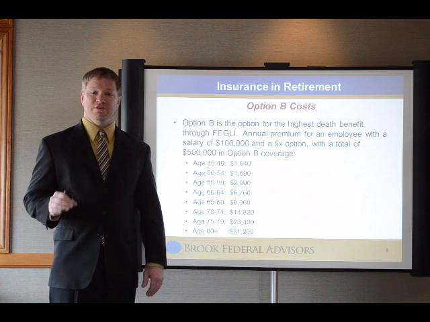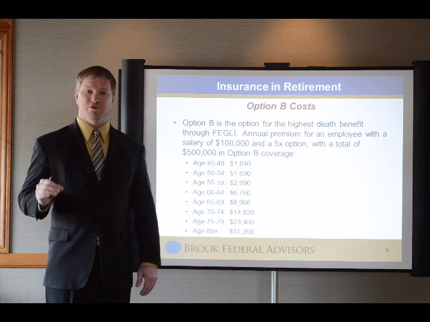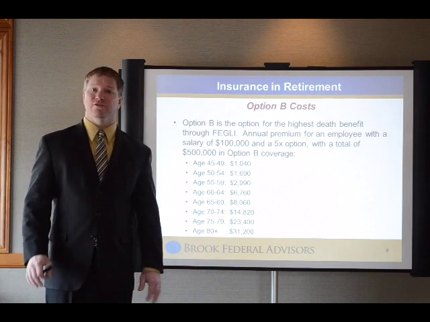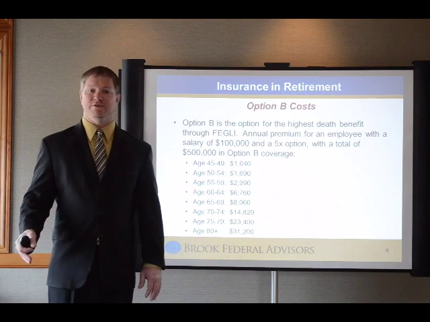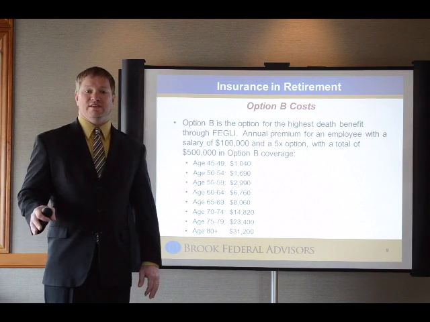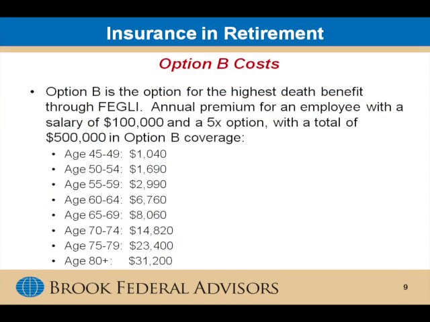Now going back to option B, because it is the one where most people will get the highest level of insurance for themselves and their family's protection, we're going to take a look at an example. This is for an employee with a salary of $100,000 paying for the 5 times option, which will give them $500,000 in option B coverage. Keep in mind they would also have $102,000 in basic coverage, but they're paying for that separately. Now we're just going to look at the optional.